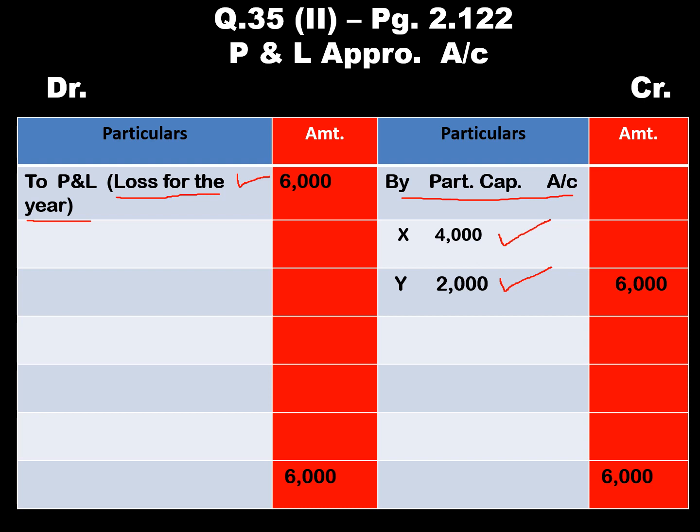In this case, we have not provided any interest on capital, because by default interest on capital is a part of appropriation, and in case of appropriation, if there is a loss, then no interest on capital will be provided to the partners.